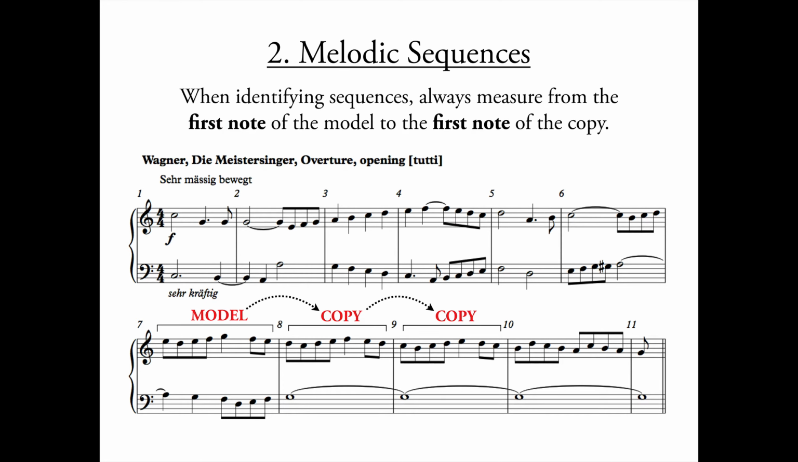When identifying sequences, always measure from the first note of the model to the first note of the copy. If we apply this to Wagner, we see the pattern is E, D, and C. In other words, this sequence descends by step. We abbreviate this as D2.